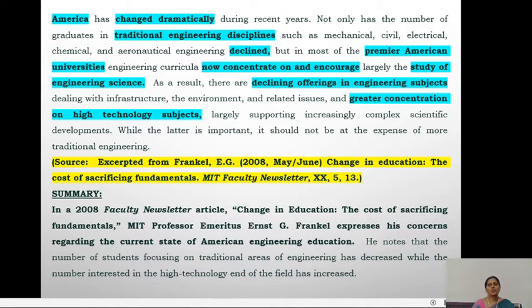We are not trying to directly quote the author's words, but we are trying to put them in our words and summarize the thing. Of course, this gives the same meaning as the original: he notes that the number of students focusing on traditional areas of engineering has decreased, while the number interested in the high technology end of the field has increased. That is the main point here, and this is how we can summarize.